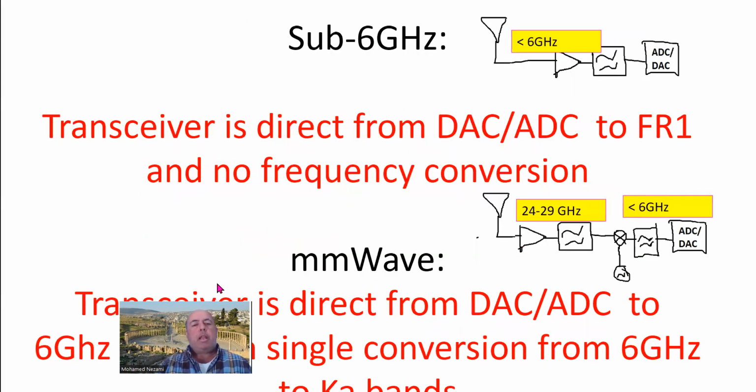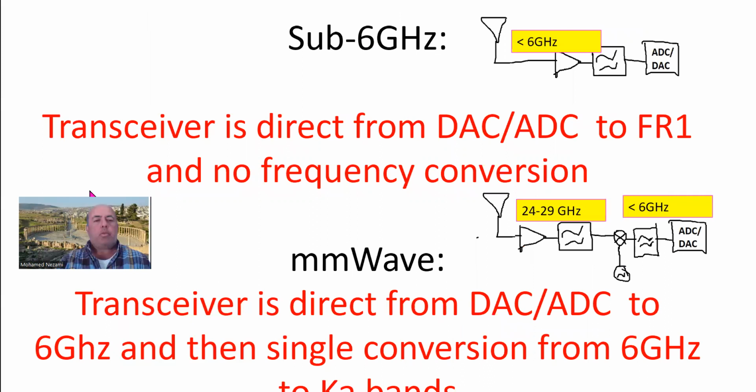All right, so in the last session, we concluded that from a hardware point of view, to build receivers and transmitters for the sub-6 gigahertz bands, we do not need any frequency translations.